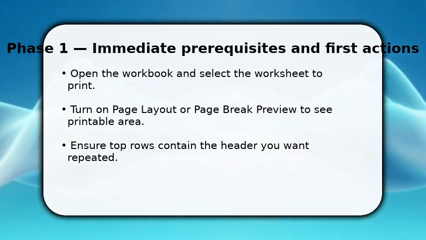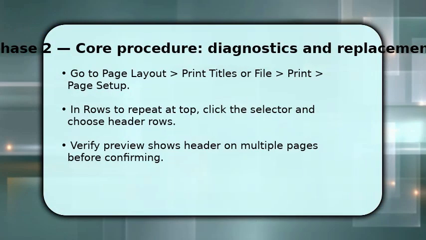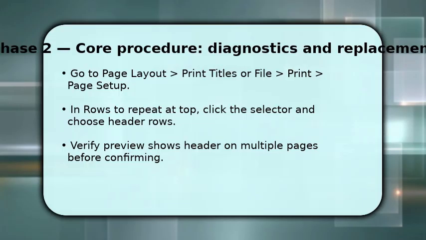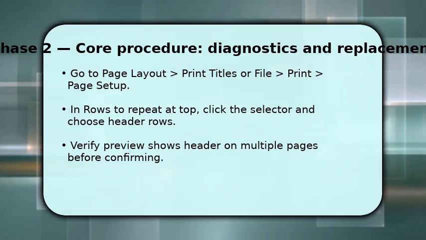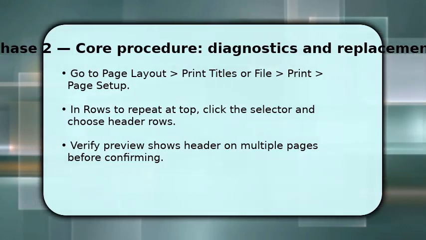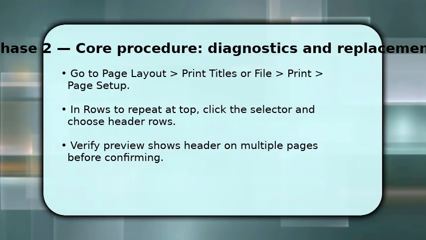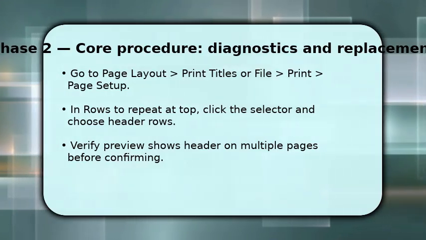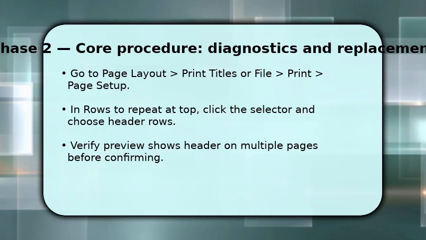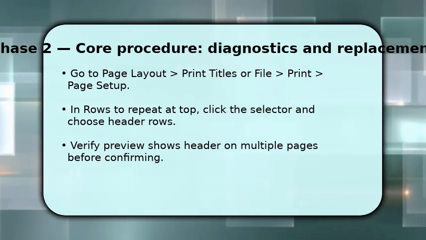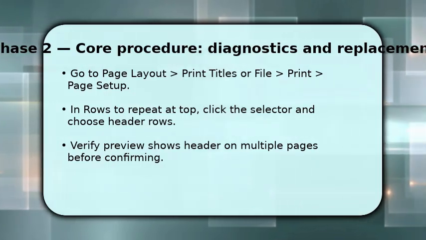Next, open Page Setup via Page Layout Print Titles, or from File Print click Page Setup. In the Sheet tab, find rows to repeat at top and click the selector. Then drag to select the header rows, for example $1:$3. Once chosen, confirm the reference and click OK. This tells Excel to repeat those rows on every printed page.